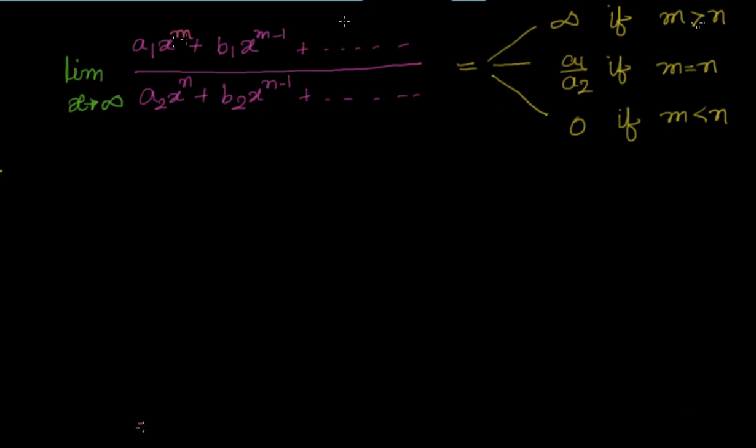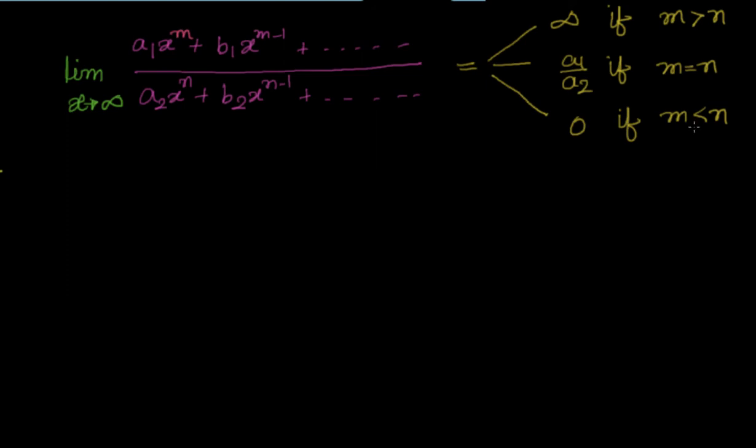If m is greater than n, you will get an x to the power of m minus n term, which is x to the power of a positive number, because m minus n is positive. And you know x is infinity, so infinity to the power of something is again infinity only. Whereas if m equals n, you will see that x to the power of m and x to the power of n will cancel out because m equals n. So you are left with a1 by a2.